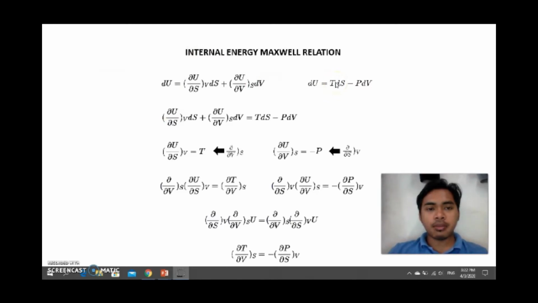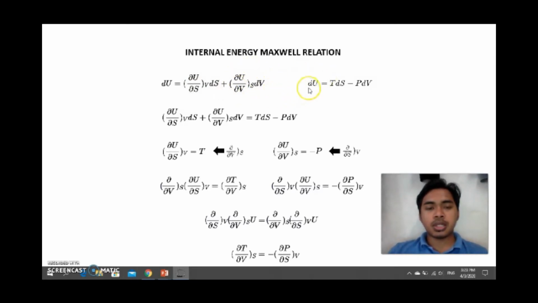Today I would like to present about internal energy by using Maxwell relation. The differential form for the internal energy is given by dU equal to TdS minus PdV. We can also express the internal energy as dU equal to (∂U/∂S) at constant V times dS plus (∂U/∂V) at constant S times dV.